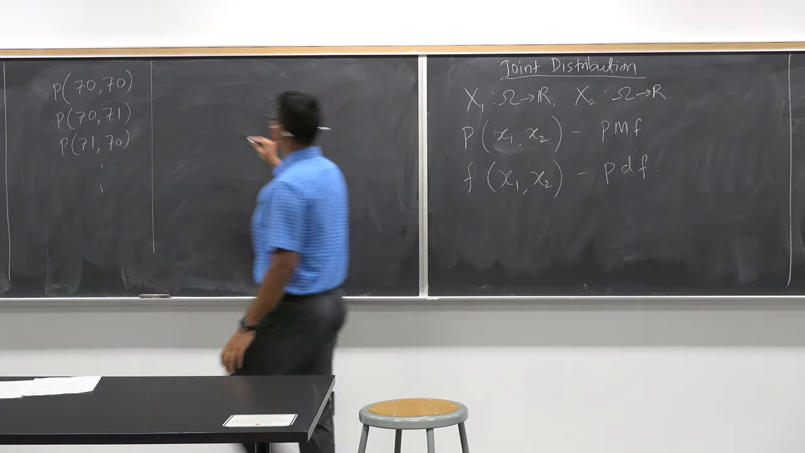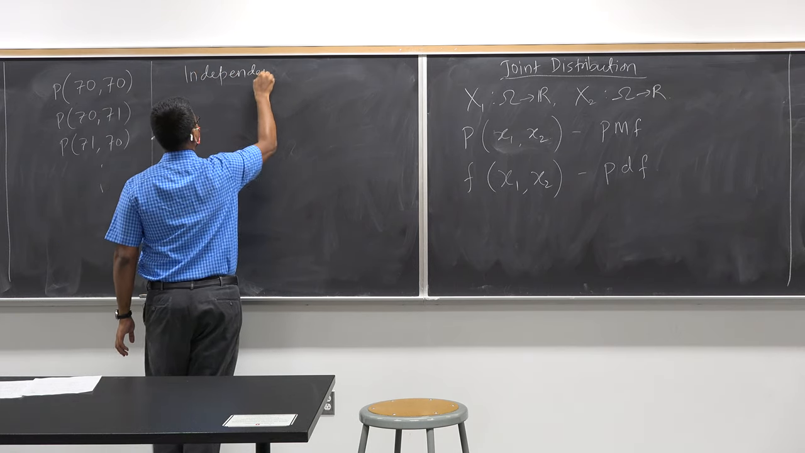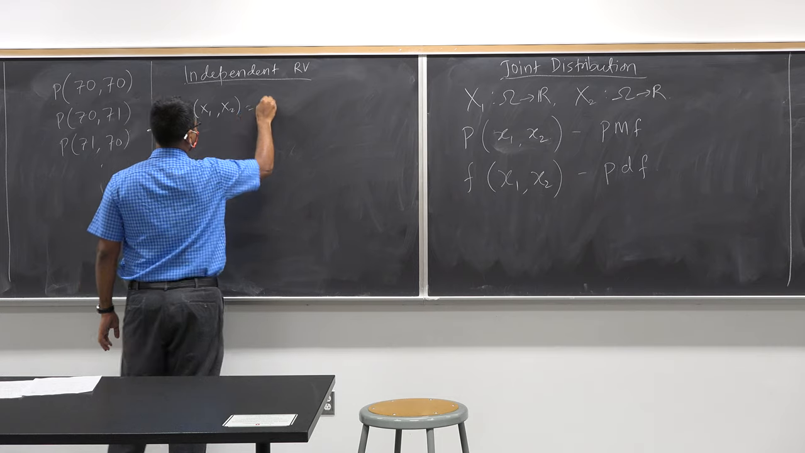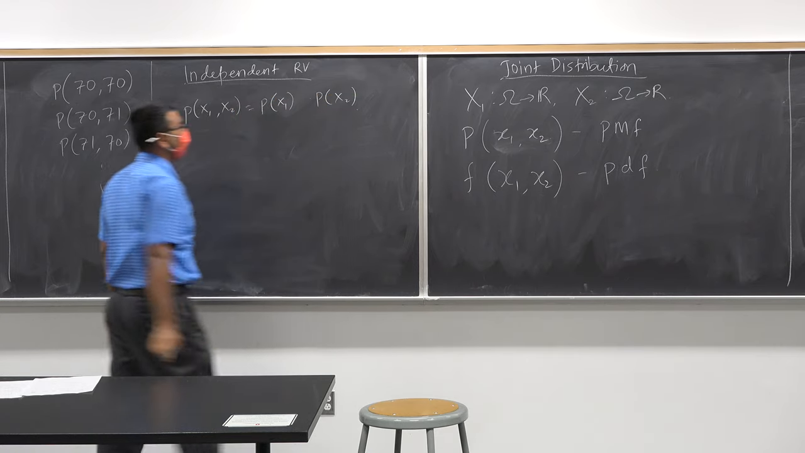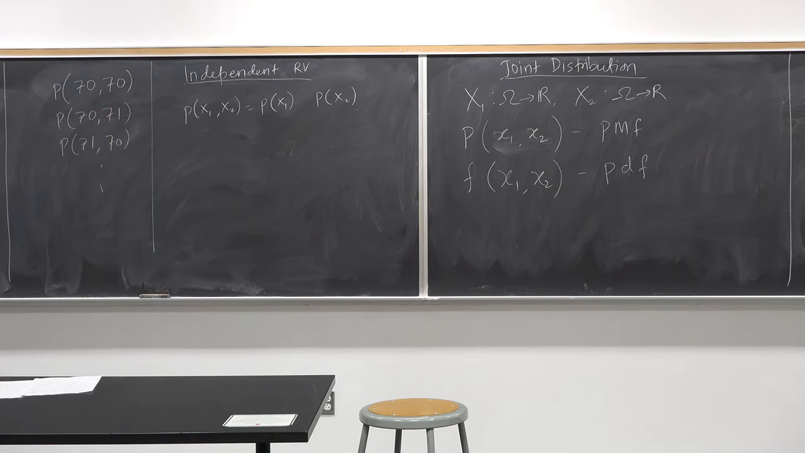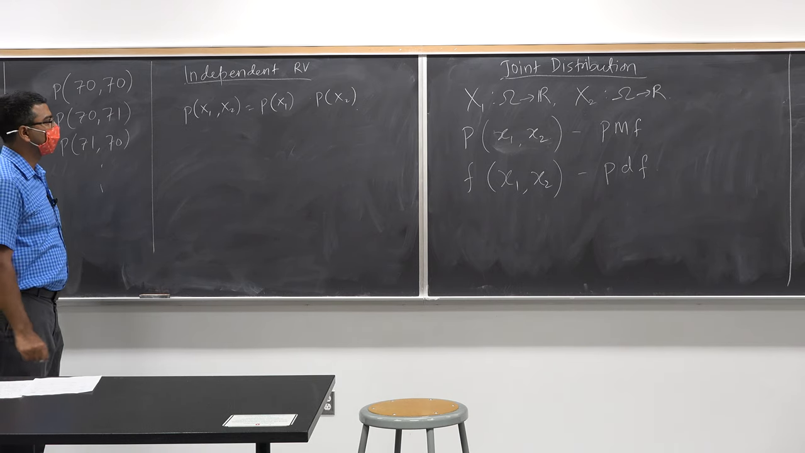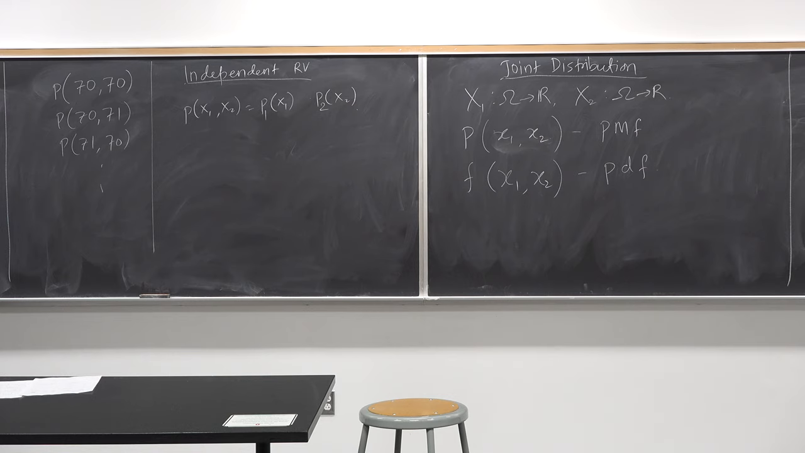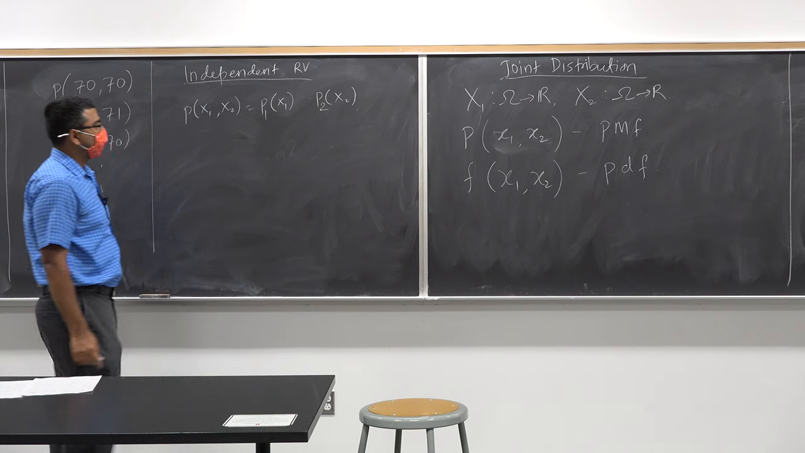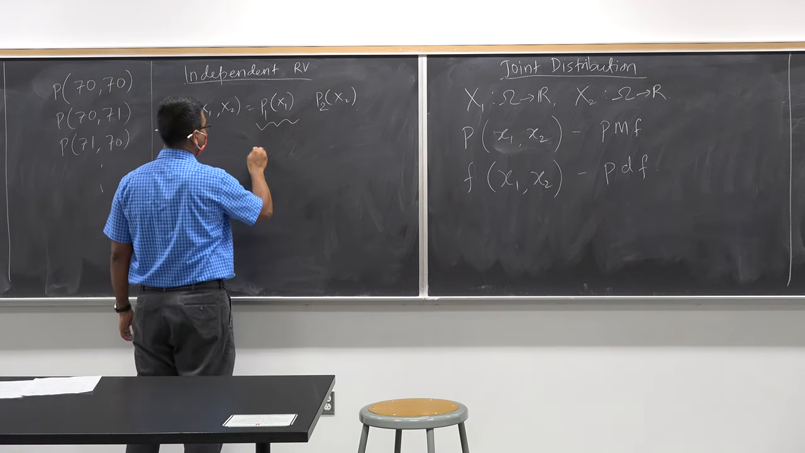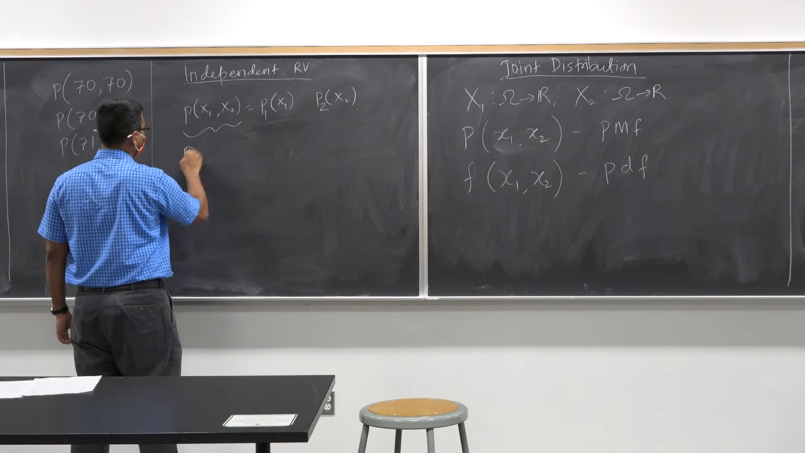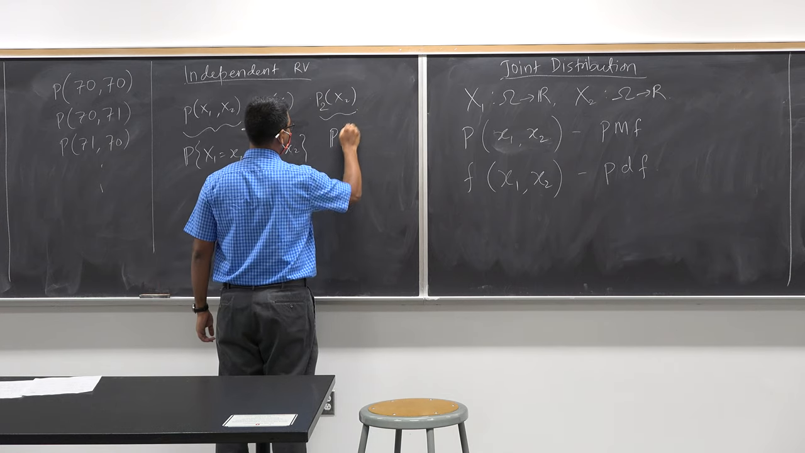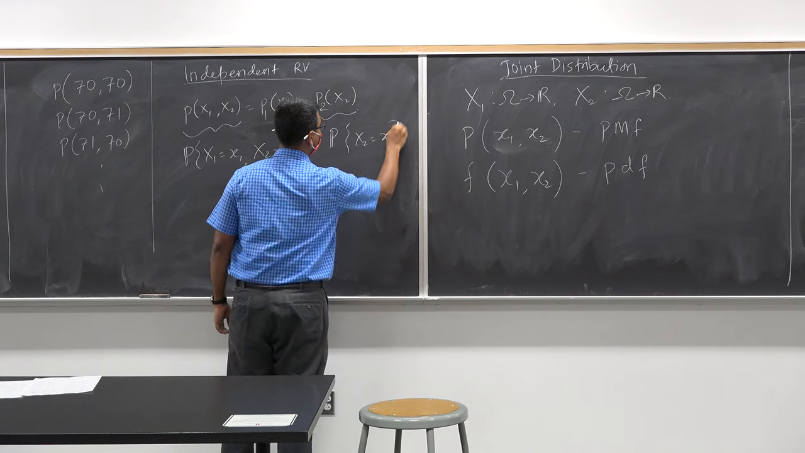So in the case of independent random variables, X1 and X2 independent, p of x1 comma x2 will be p of x1 times p of x2. Or I should write it as p1 of x1 times p2 of x2. So p1 is the distribution of X1, and p2 is the distribution of X2. By the way, this is a notation for the probability of X1 equals x1, and this is the notation for the probability of X2 equals x2.